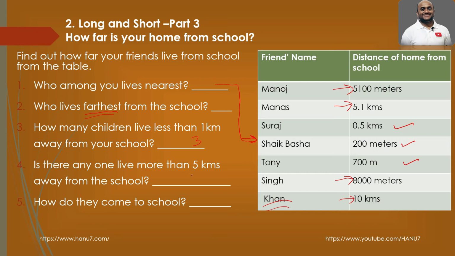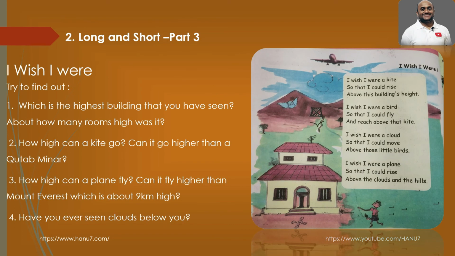Okay, so from the table, wherever I kept this arrow, that indicates the answer for this. Now, how do they come to the school? So definitely, because the distance is more, they will be traveling through bus, school bus, or through any private transportation. So this is about how far your children are from your school. Okay, so here there is one more last one.